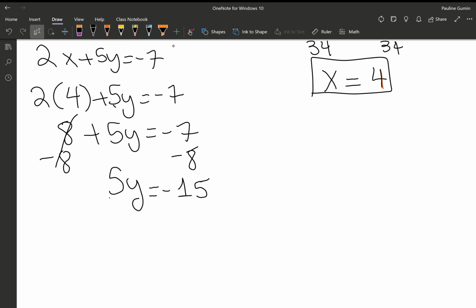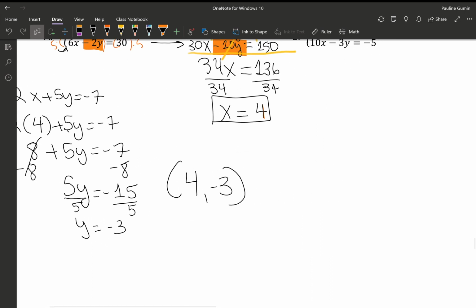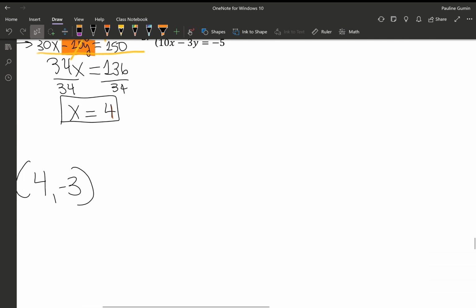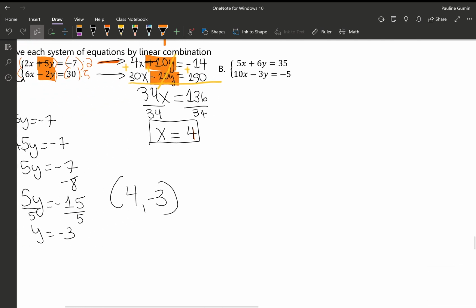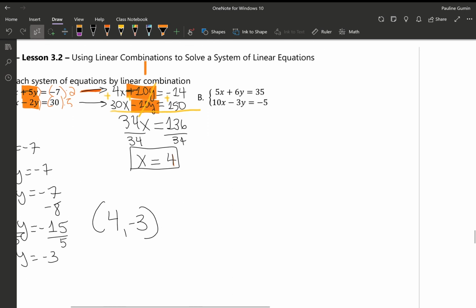And of course, we're going to finish this up by dividing both sides by 5. Y equals negative 3. So our final answer here is 4, negative 3, because we read our answers as x, y. All right, so that's 21A. Let's do the same thing for B.